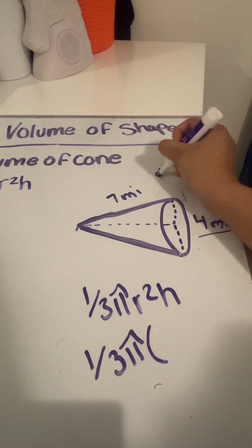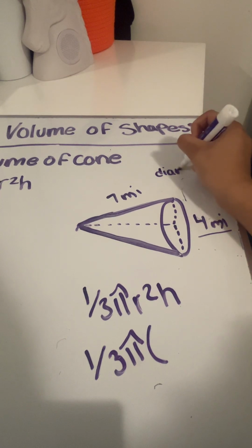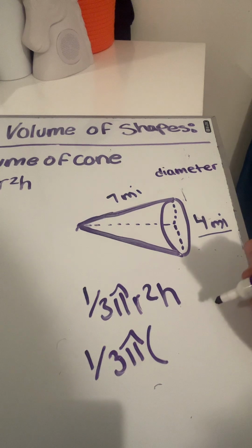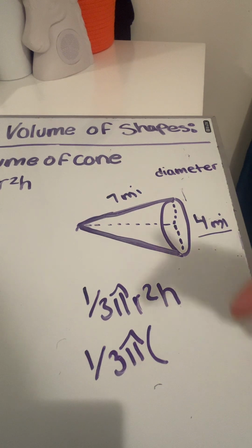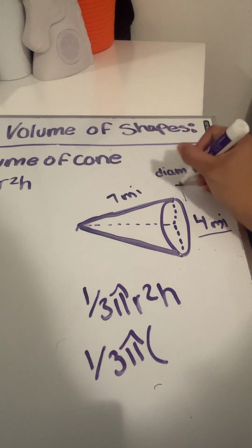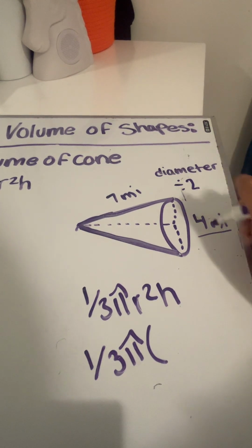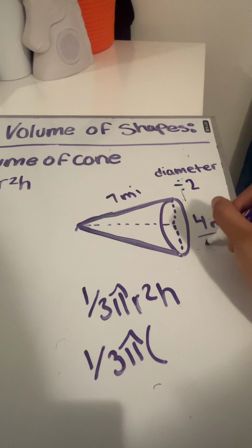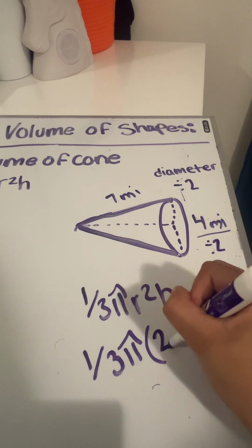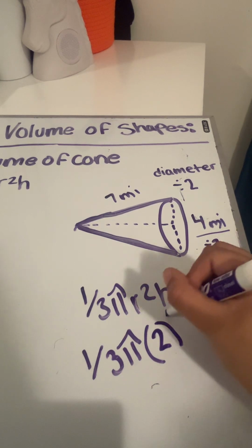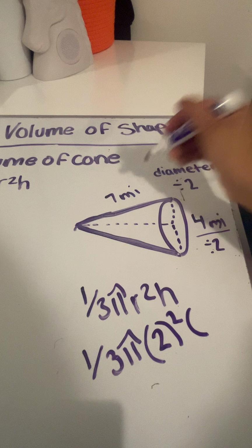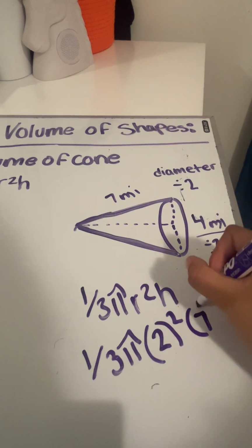This is how you spell diameter. This whole thing is the diameter. And as I explained before, to figure out the r, which is the radius, you need to divide the diameter by 2. So we need to divide 4 by 2, and we'll get 2. So we'll plug in the 2 in here for the r. Bring down the 2, and for the height, which is this, it'll be the 7 miles.